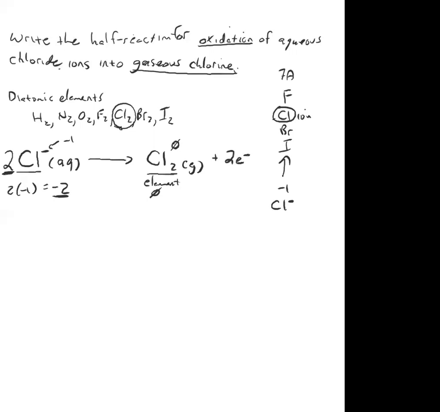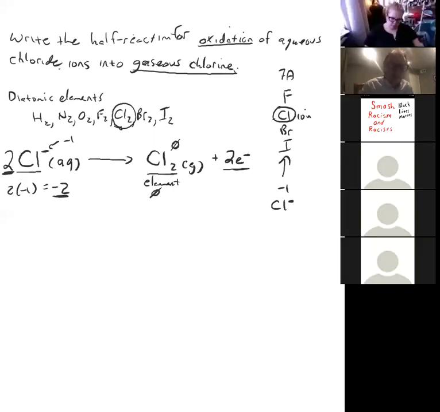And let's remind ourselves, we said that in oxidation, the electrons are going to be on the product side. Well, it says it's oxidation, and we did put the electrons on the product side, so that looks pretty good. Looks like we got it.